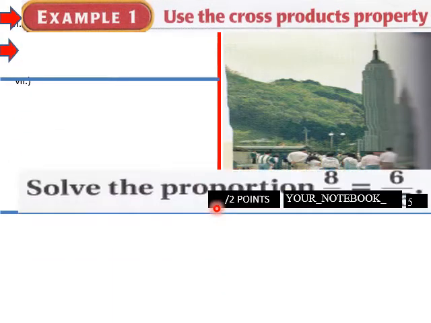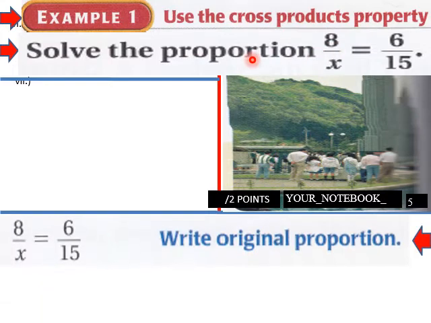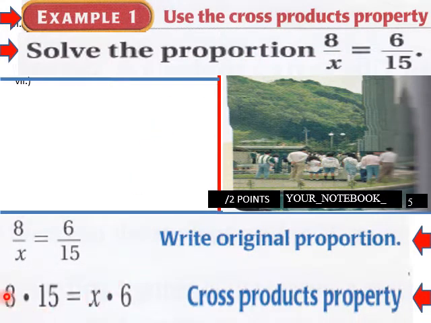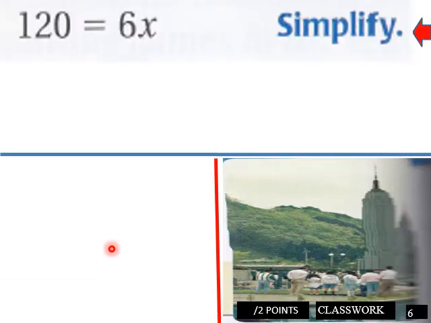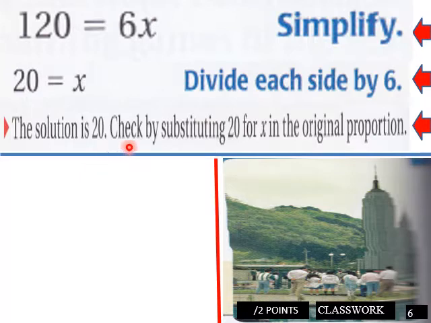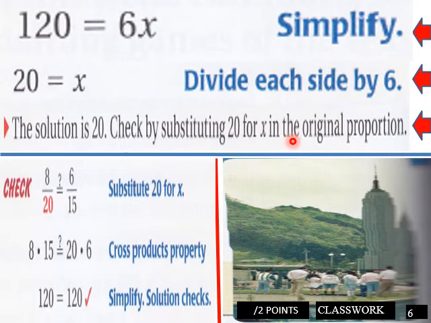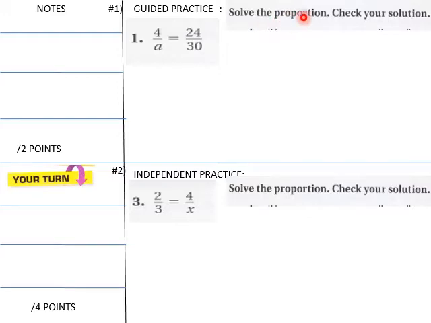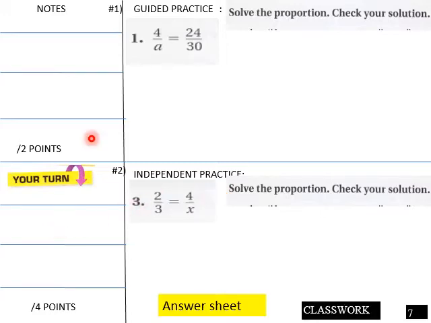Example 1: use the cross products property to solve this proportion. We got our originals, so 8 times 15 is our means, and x times 6 will be our extremes. 120 equals 6x, x equals 20. The solution is 20. Check by substituting 20 for x in the original. We do that here, and it checks out. Now practice: solve the proportion and check your solution. Students, this is you here.